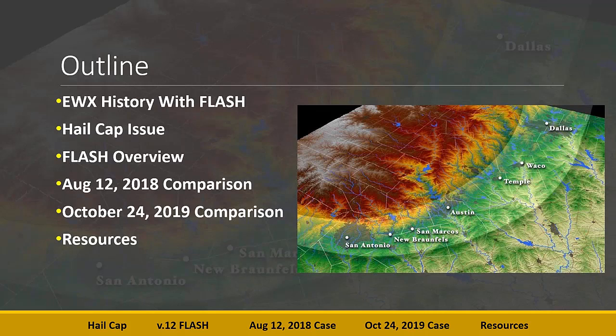I just wanted to talk about our office and how we have used Flash here for the last several years. So just a quick outline. I do want to run through that and then talk about the big difference between version 12 and the previous version, version 11, which is related to a hail cap in the product. Then really quickly overview Flash for some of you who may not be that familiar with it, and then go through two different cases, one pre our knowledge of this hail cap issue and one after the case, and show you the big differences in the data between version 11 and version 12 of MRMS Flash. And then lastly, go through some of those resources really quick that I have included.